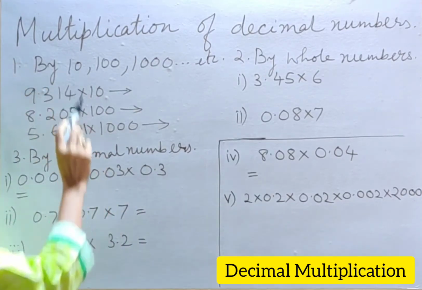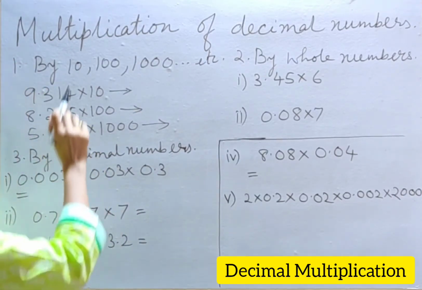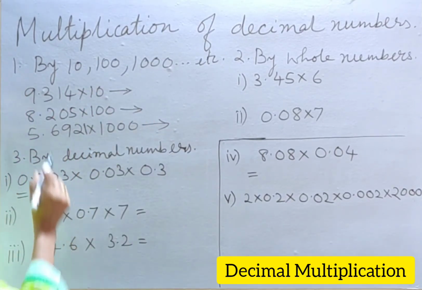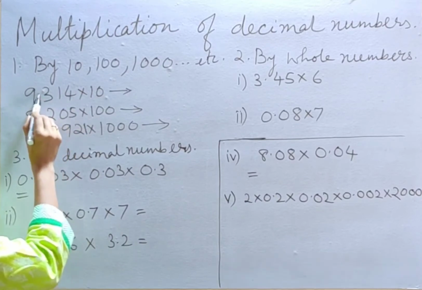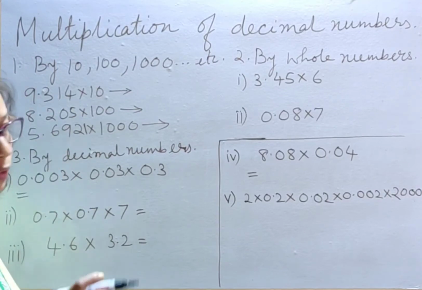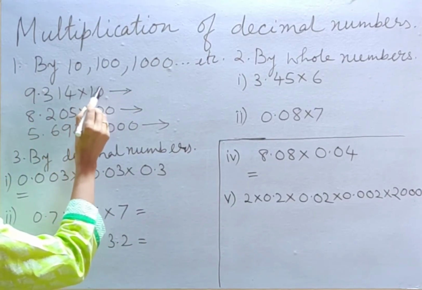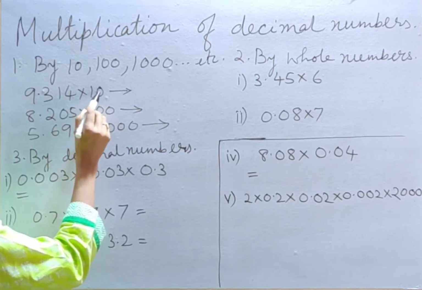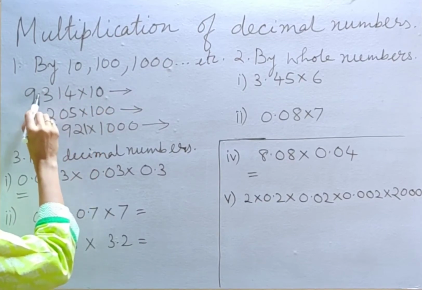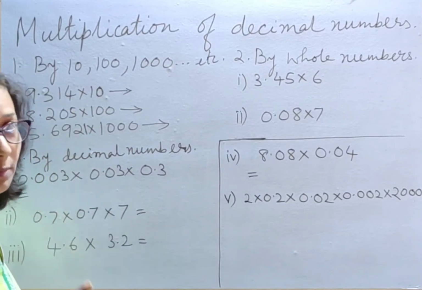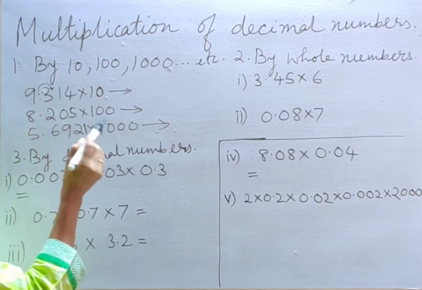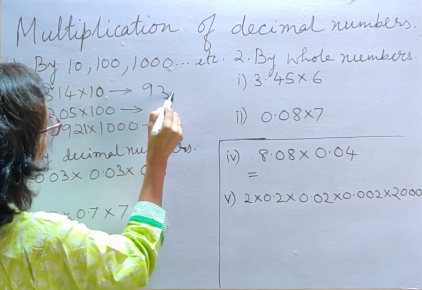So first let us understand how do we multiply by 10, 100 and 1000. What is the rule? In decimal multiplication, when you multiply by 10, the decimal point moves to the right by one place. Because in the multiplier there is one 0, in the multiplicand the decimal point has to move one place only. And so when it moves one place to the right, it becomes 93.14.